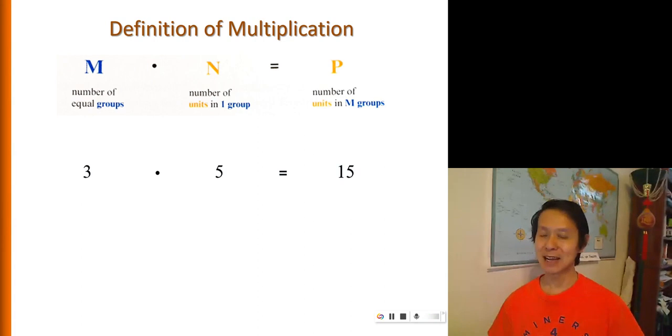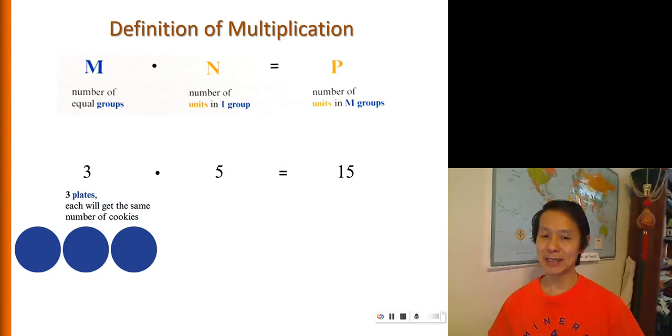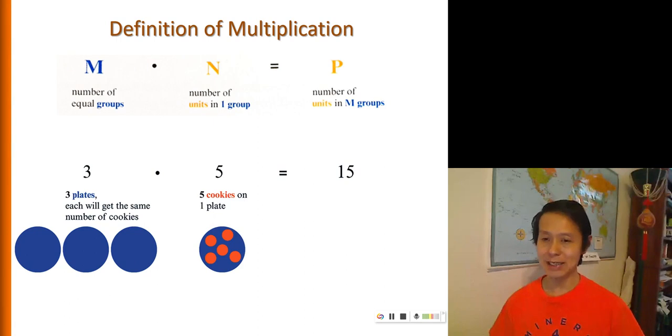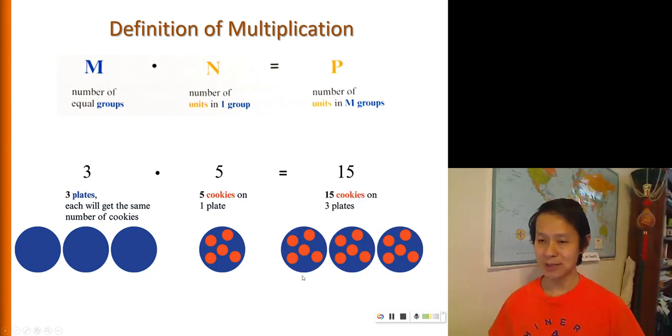So let's take an example. 3 times 5 equals 15. This example shows there are 3 plates and there are 5 cookies in each plate. So the total will be 15 cookies. 3 plates of 5 cookies can be seen as 5 plus 5 plus 5. So this definition of multiplication really involves multiplication as repeated addition.